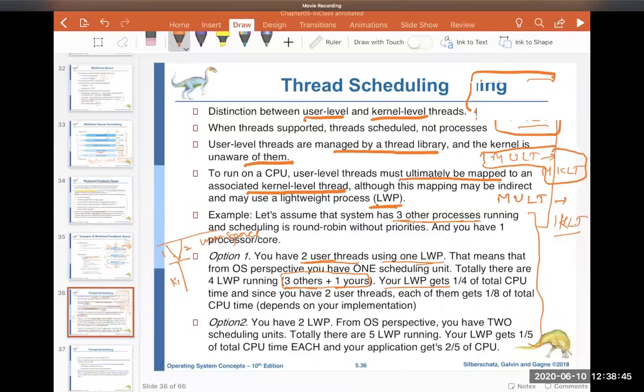Now another scenario, many to many scenario. 2 user level threads are mapped to 2 lightweight processes. So many to many, okay? Or 1 to 1. So 1 to 1 means one user level thread would create one lightweight process. So 2 user level threads created 2 lightweight processes. Now in that scenario, 2 plus 3 are the number of processes executing on my system. So a single lightweight process would get 1/5 of the total CPU, and your application, because it created 2 threads, will get 2/5 of the CPU cycle.